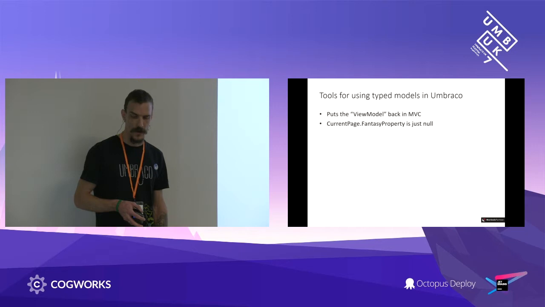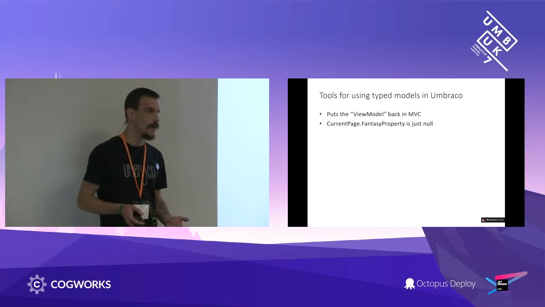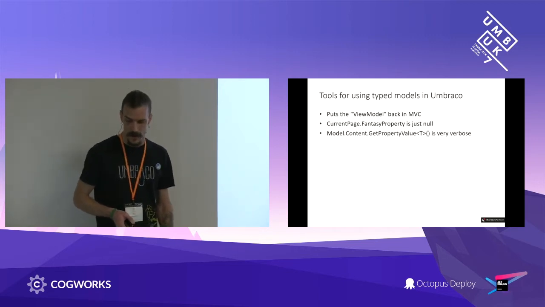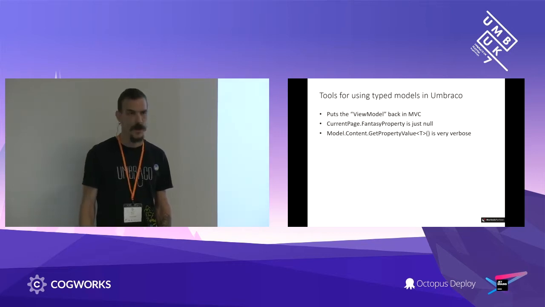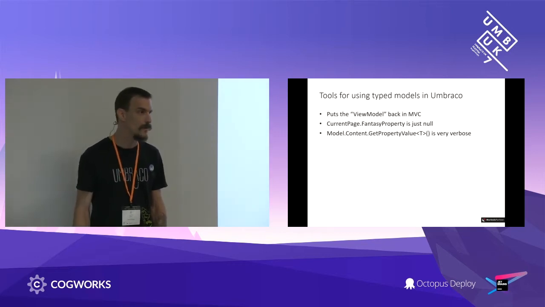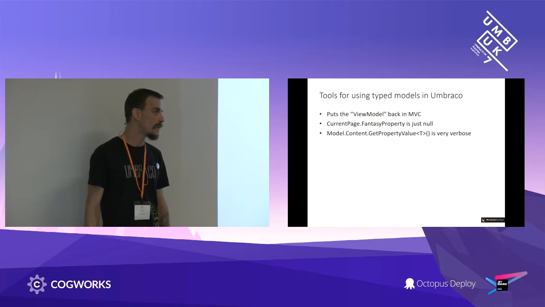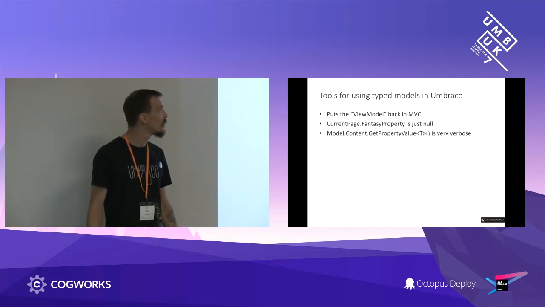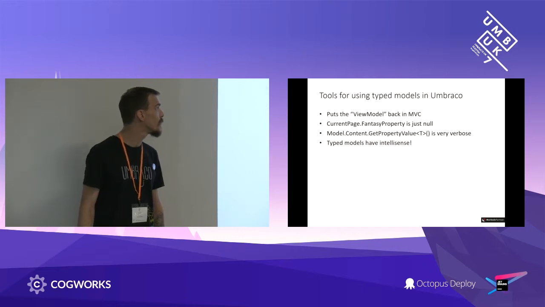We do have something where we can use the property names, but it will blow up on you if you're making a typo or something. The other way to go about it is using the GetPropertyValue of type and an alias, but those statements tend to be quite verbose. So both of these approaches have quite a few risks, in my opinion at least.